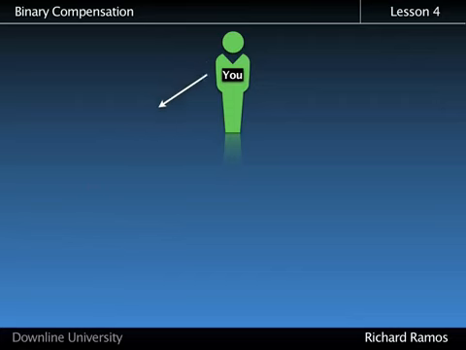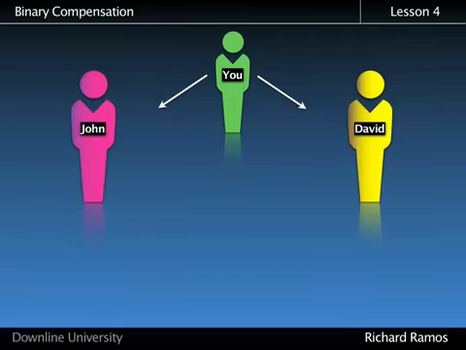What is a binary? A binary basically has 2 sides. In this particular case, you're going to hear people referring to it as your left leg and your right leg, or maybe a power line and a pay line. Don't worry about that. We're going to use left leg, right leg here for the example. Let's say for right now, you bring in John, you put him on your left leg, you bring in David, and you put him on your right leg.